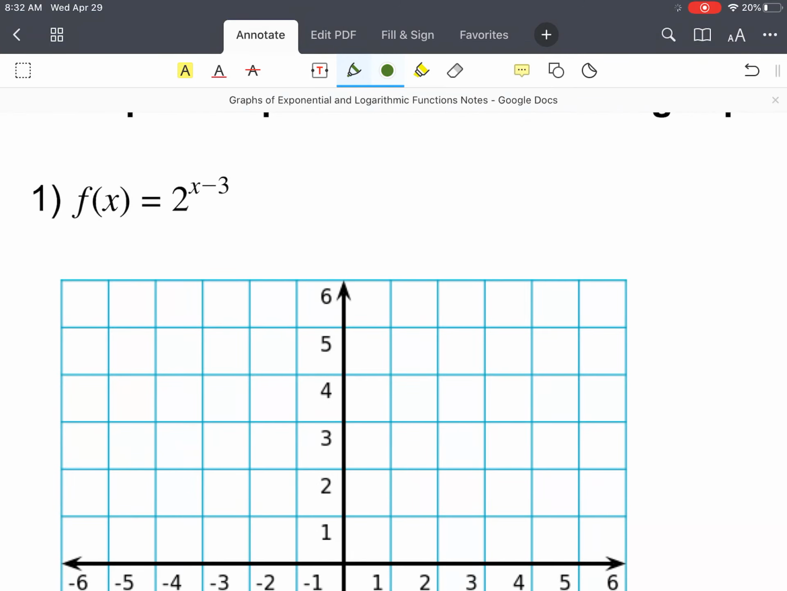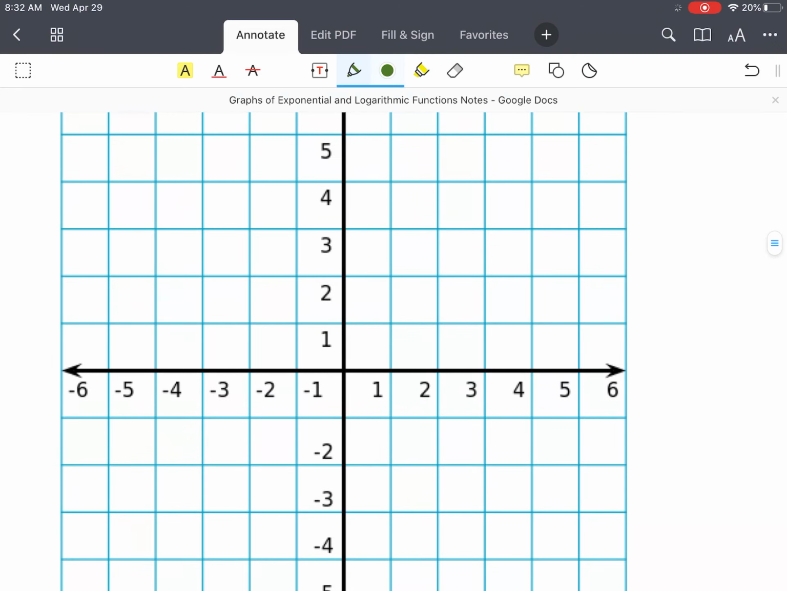So let's look at some examples of this. So if I have f of x equals 2 to the x minus 3. Okay, that x minus 3 is going to make us move to the right 3. All right, so we're going to the right 3. And then that's it. So let's think about this. For our horizontal asymptote, if I move to the right on a horizontal asymptote, is that going to do anything? Well, if it's already moving infinitely to the left and to the right, that's not going to change that horizontal asymptote at all. Okay?